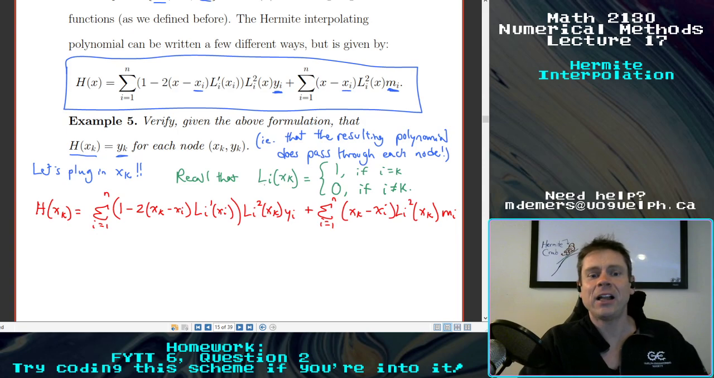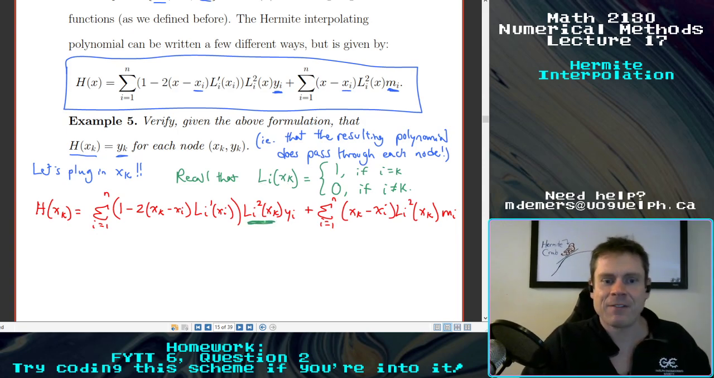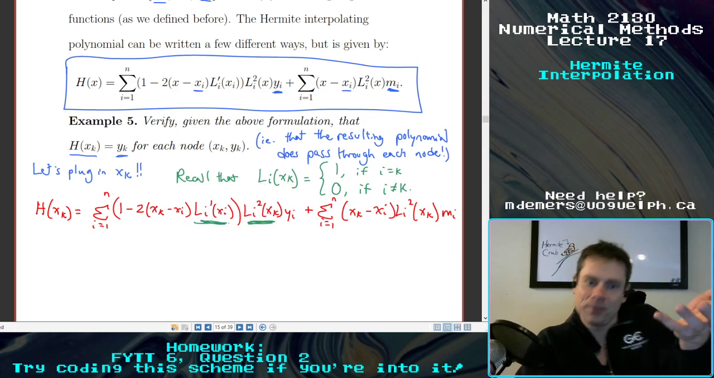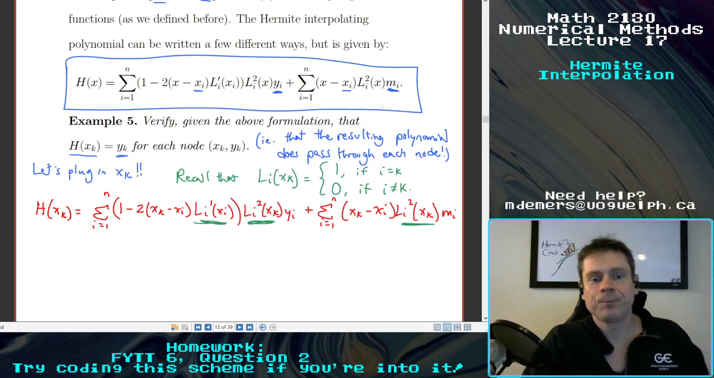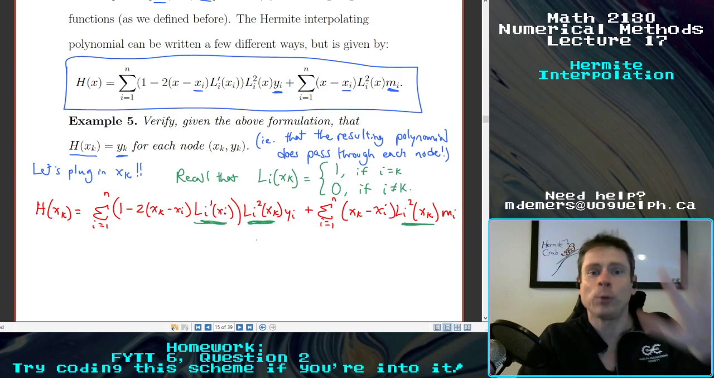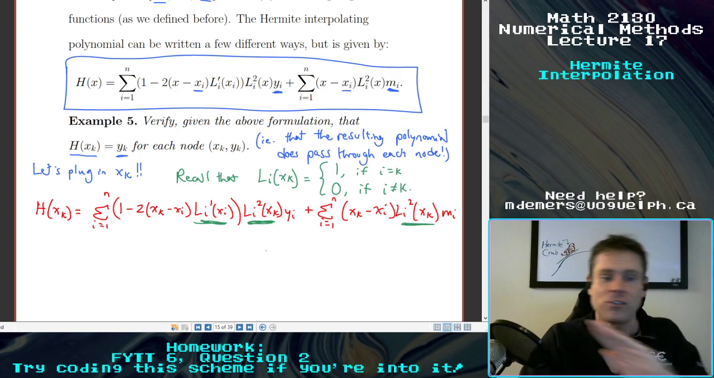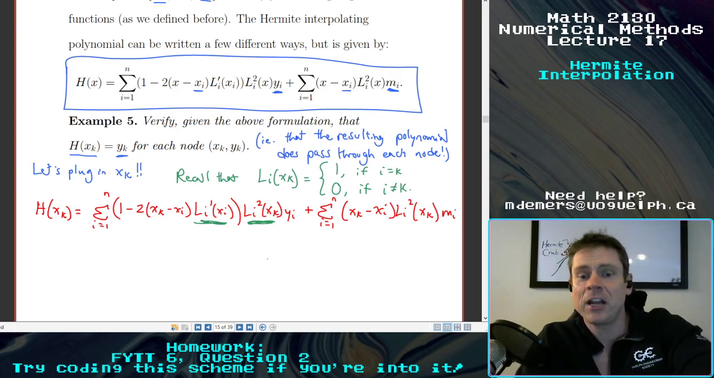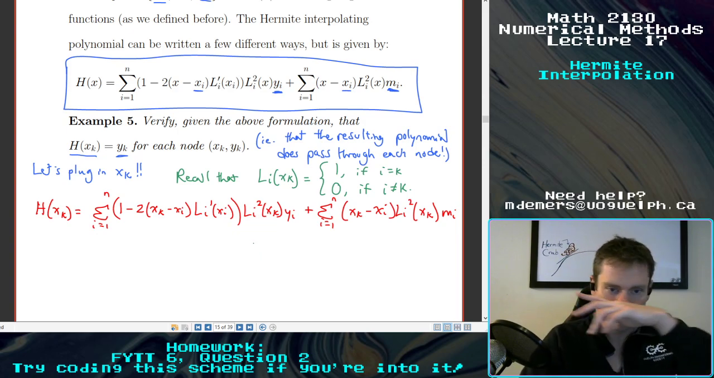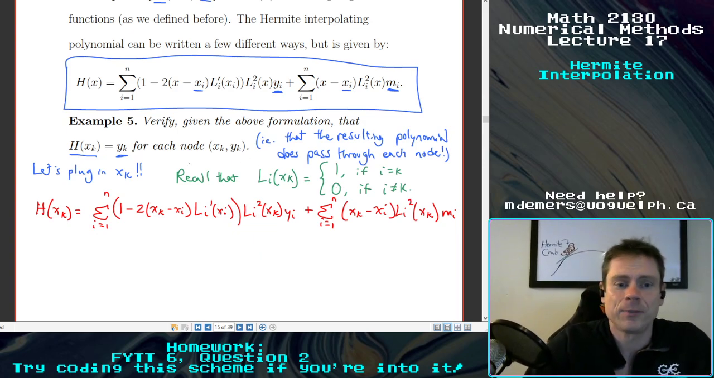So this li of xk, these things are equal to either 0 or 1. There's nothing else but those. And that's going to help us to kind of peel this apart. So let's use this. I'm going to put this in a little bit of a cloud, and then we can think about how this is going to go in each one of these sums.